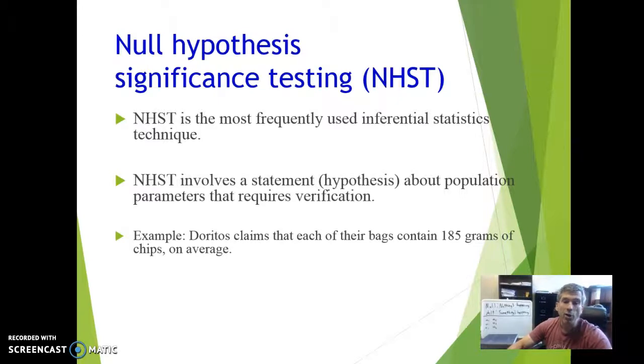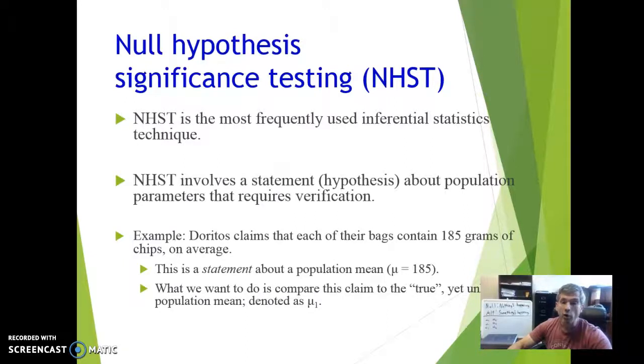So the example that we started with, let's say Doritos claims that as a population, all of their bags of chips of a certain size have on average 185 grams of chips. Again, that's a statement, that's a claim about a population mean. They're saying the mean is 185 grams. What we'd want to do in a hypothesis test is gather data to see if that was true, and the way that we would formulate that test is by saying that we were comparing their claim about the population mean, 185 grams, to the true population mean, what we would call mu1. So mu1 is the real population mean.